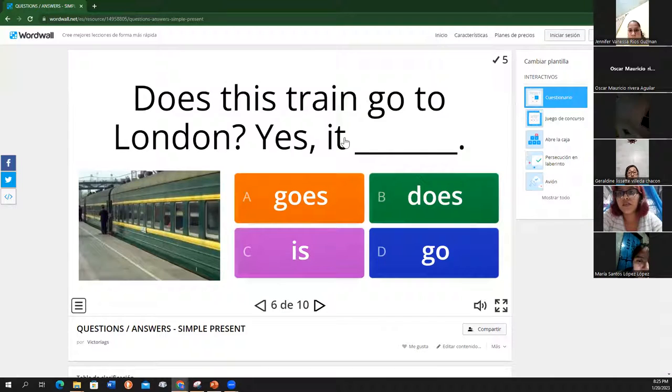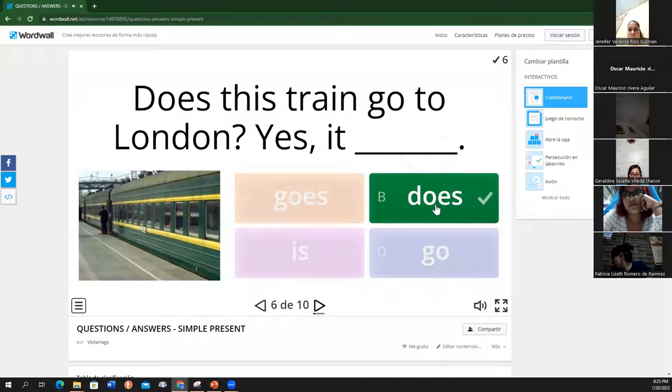Yes? Okay, look at the question. Vean el inicio de la pregunta. Usted siempre va a responder así como inicia la pregunta, así va a ser el final. Si yo le pregunto, does she eat pizza? Yes, she does, porque le estoy iniciando con does, okay? Ahora otra vez, does this train go to London? Yes, it does. Good.